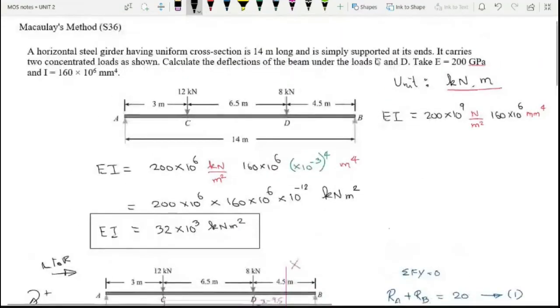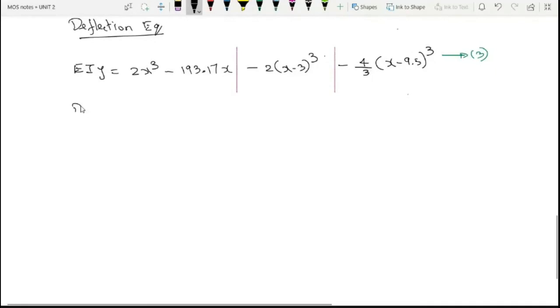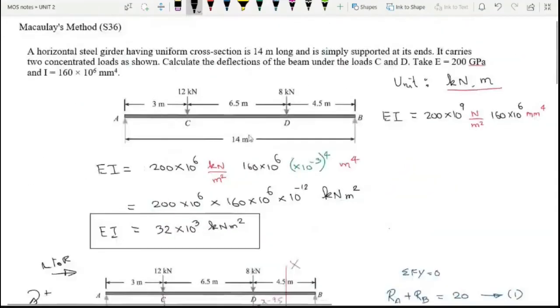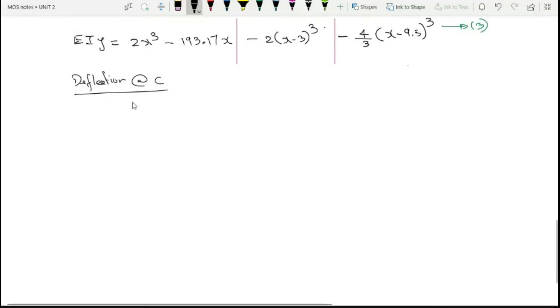So now they are asking to identify what is the y value at C and D, right? Okay, let me identify deflection at C. When I say deflection at C, my x value is 3 meter. Similarly, when I say deflection at D, my x value is 9.5 meter. So to identify deflection at C, I have to substitute x is equal to 3 to identify your y value.